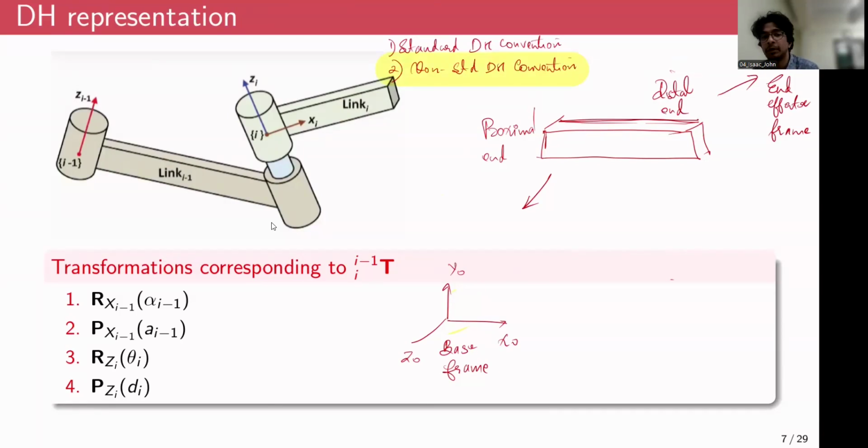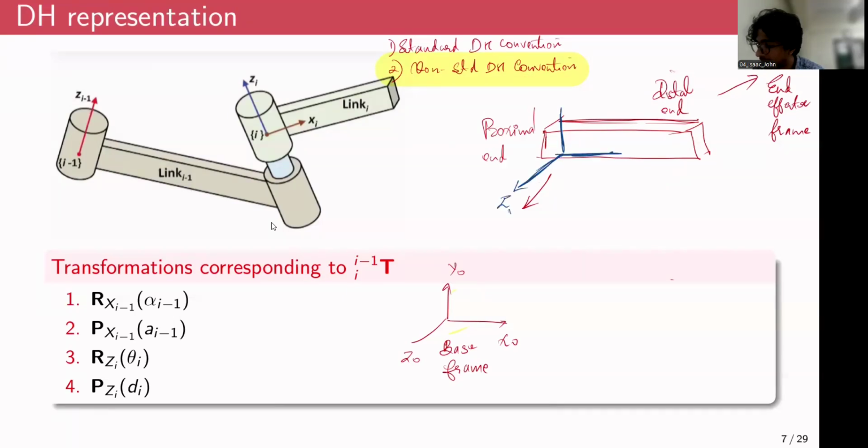So the major difference between the standard and the non-standard convention is the location where we are attaching a frame of reference, right? So in case of a standard DH convention, we'll be attaching a frame of reference at the distal end, right? Because we need a frame of reference to represent a rigid body. And in case of the non-standard DH convention, we'll be attaching a frame of reference at the proximal end. So for representative purposes, I'll only use a frame of reference at the proximal end, like so.